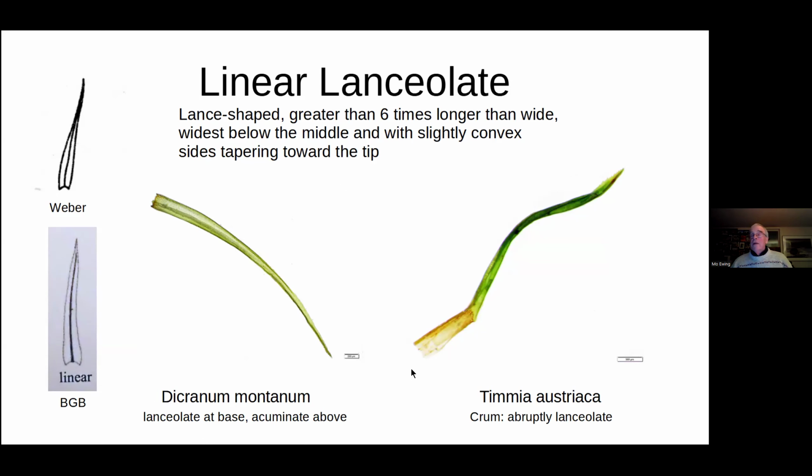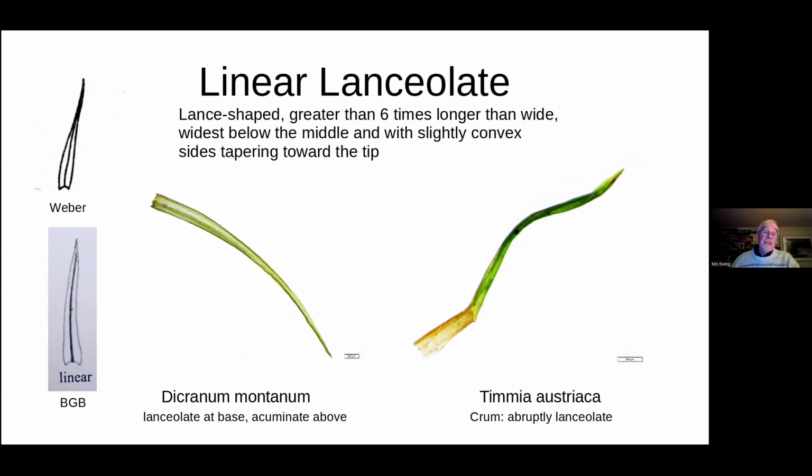And then I couldn't get a definition of the shape of Timmia austriaca in BFNA, and I couldn't get it in the Flora Neomexicana. So I went to Crum, who wrote about the Northeast flora, and he calls this abruptly lanceolate, which to me is not very helpful. I like linear lanceolate a lot better.